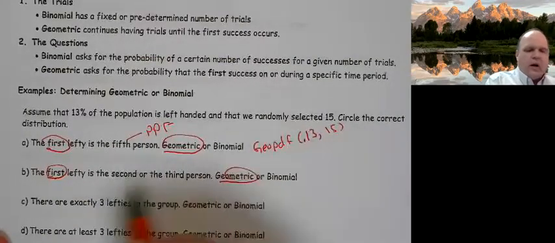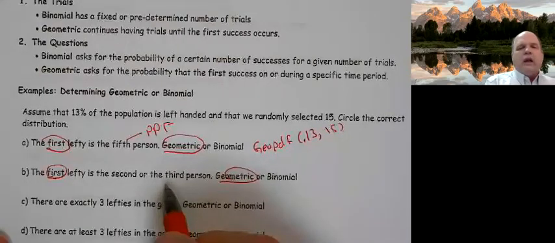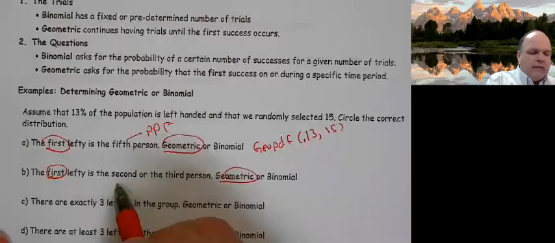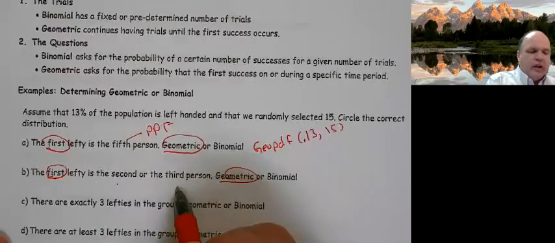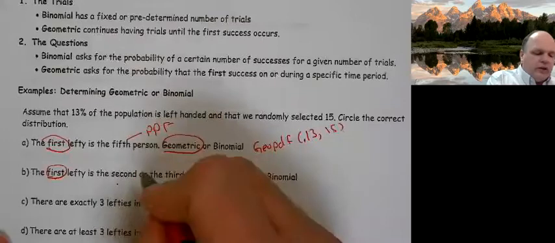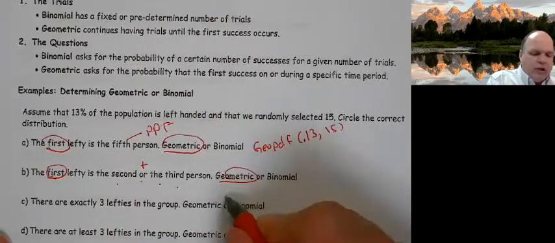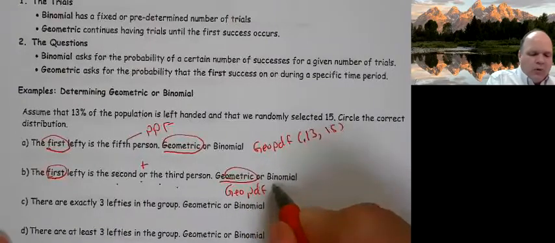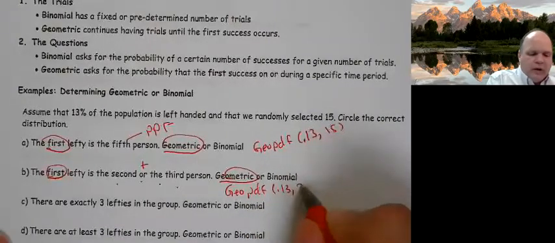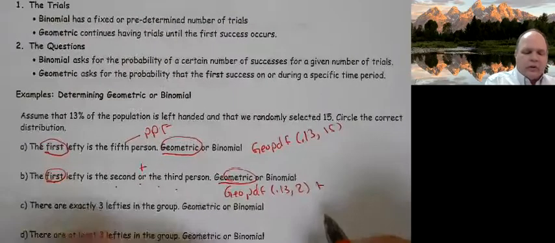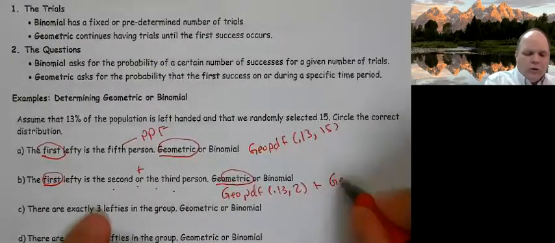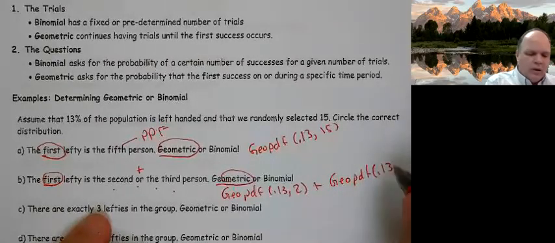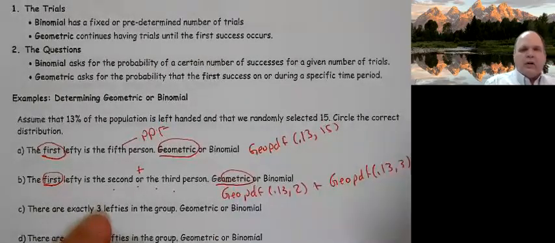All right. Now I have two values. What I would probably do in this case is the PDF for this plus the PDF of this, because "or" is the keyword for add. So we have a geometric PDF with 0.13 still as my probability, and I need to do it for 2, plus the geometric PDF with 0.13 for the third person.